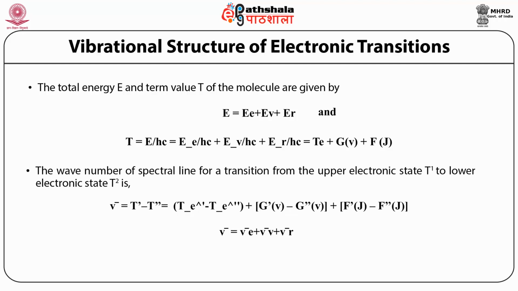The wave number of a spectral line for a transition from the upper electronic state T1 to the lower electronic state T2 is nu is equal to T prime minus T double prime. We can write the electronic state T1 as T prime and T2 as T double prime. So nu is equal to T prime minus T double prime, which is equal to Te prime minus Te double prime plus G prime minus G double prime plus F prime minus F double prime, so that nu is equal to nu e plus nu v plus nu r.